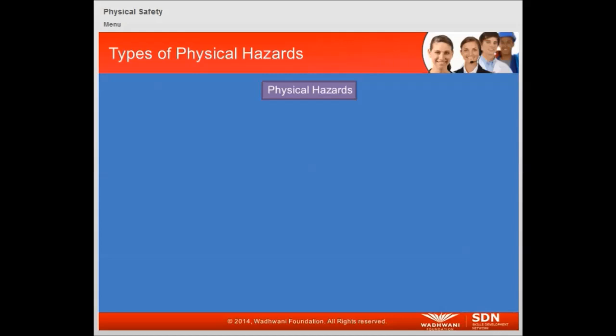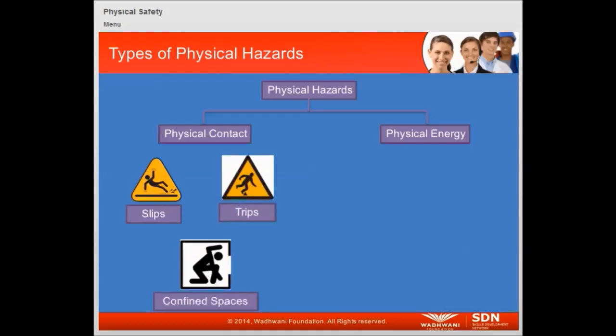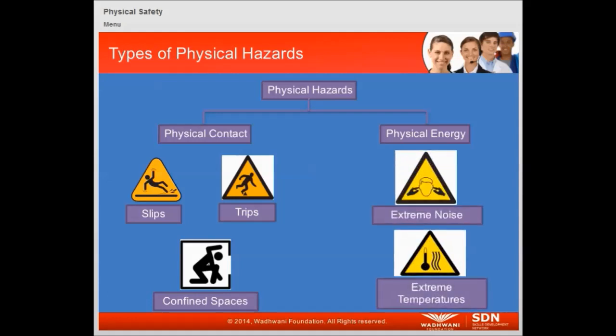Physical hazards can be broadly classified into two types: physical contact and physical energy. Physical contact hazards include slips, trips, and confined places, and forms of physical energy include noise and extreme temperature. Let us learn more about each of them.